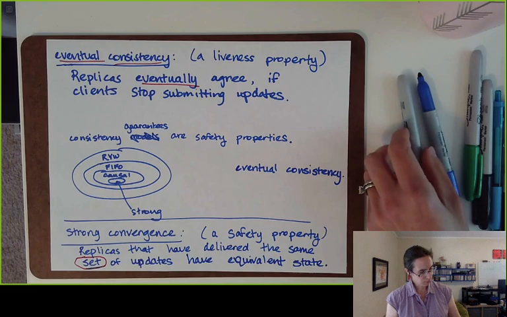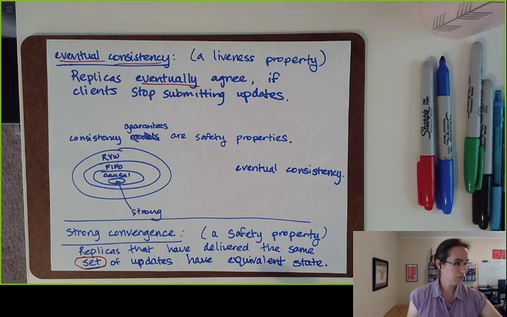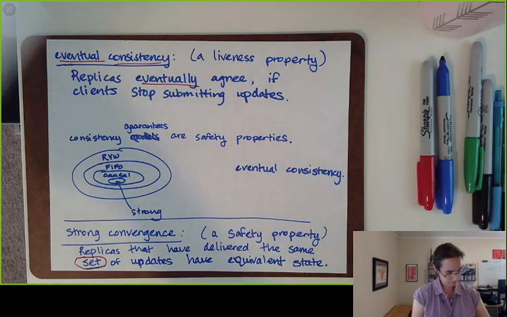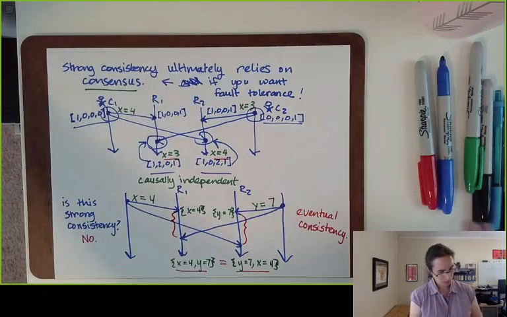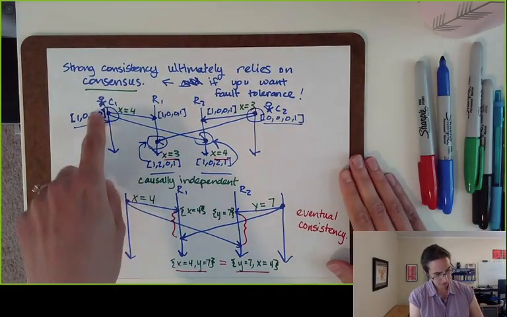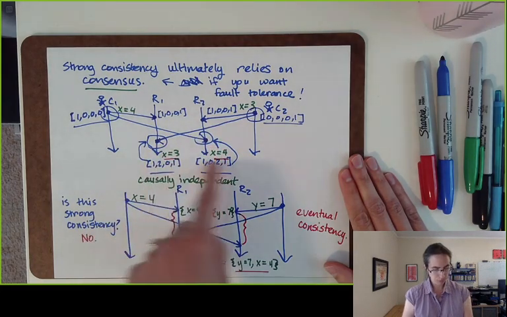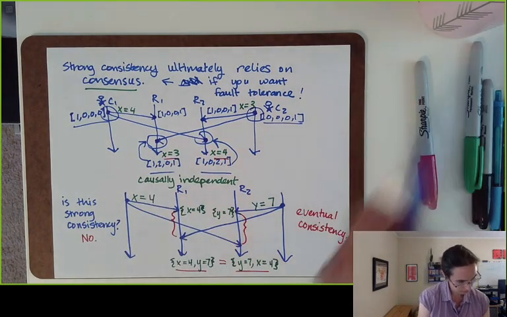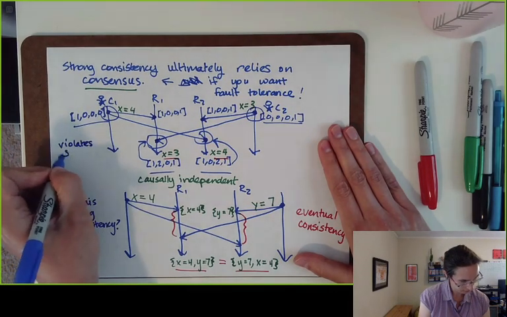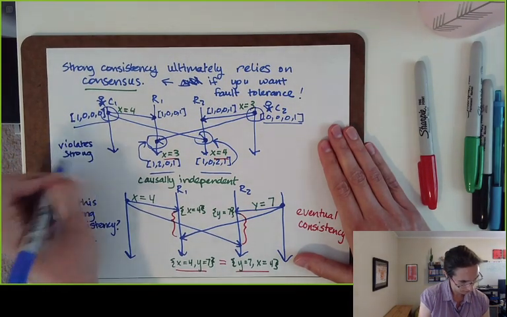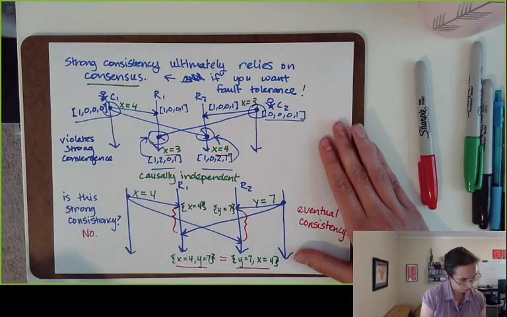So this actually is a safety property that you can use to distinguish between these two executions up here. So this one here, the replicas have gotten the same set of updates in different orders, but their states differ. So this one violates strong convergence. But this one down here satisfies strong convergence.